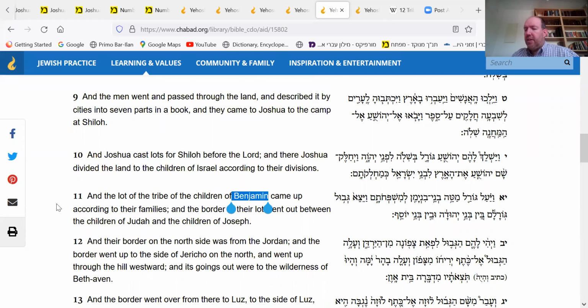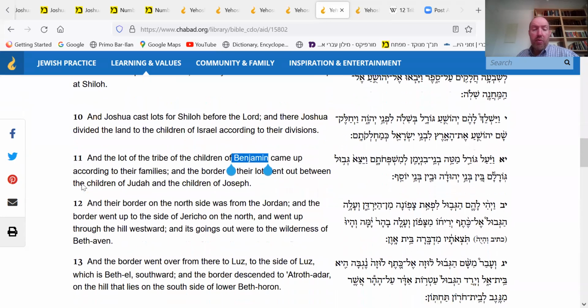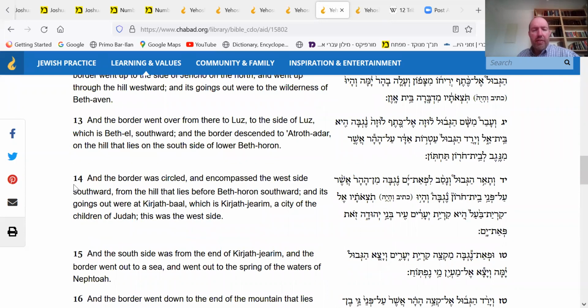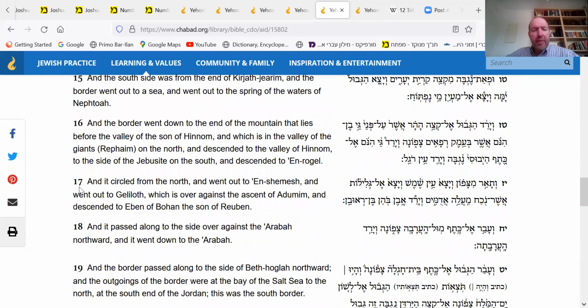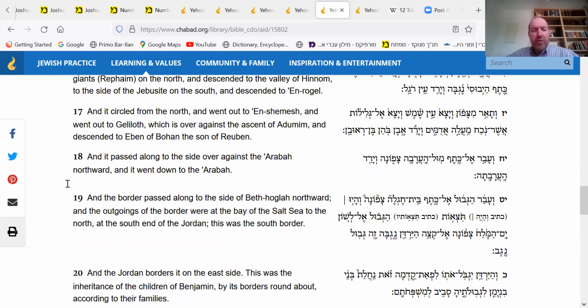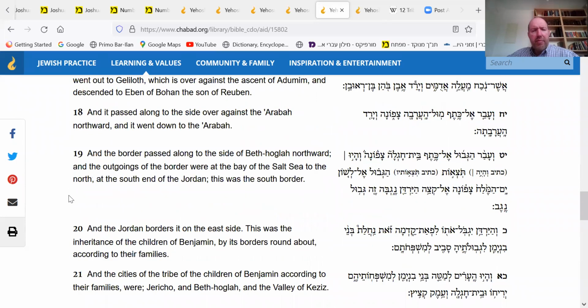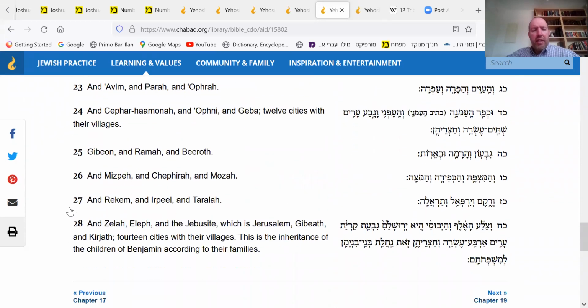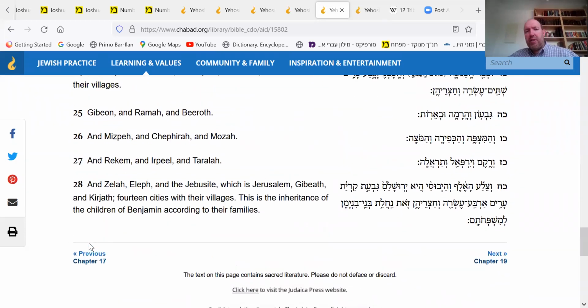And after Benjamin, the next tribe will be the tribe of Shimon. Now, Shimon is very interesting because it's the next chapter, and we'll just see chapter 19.